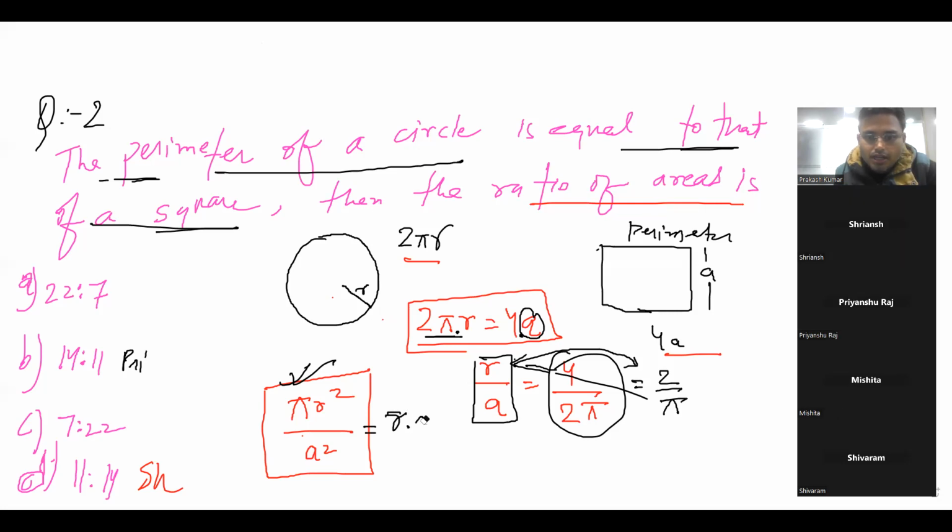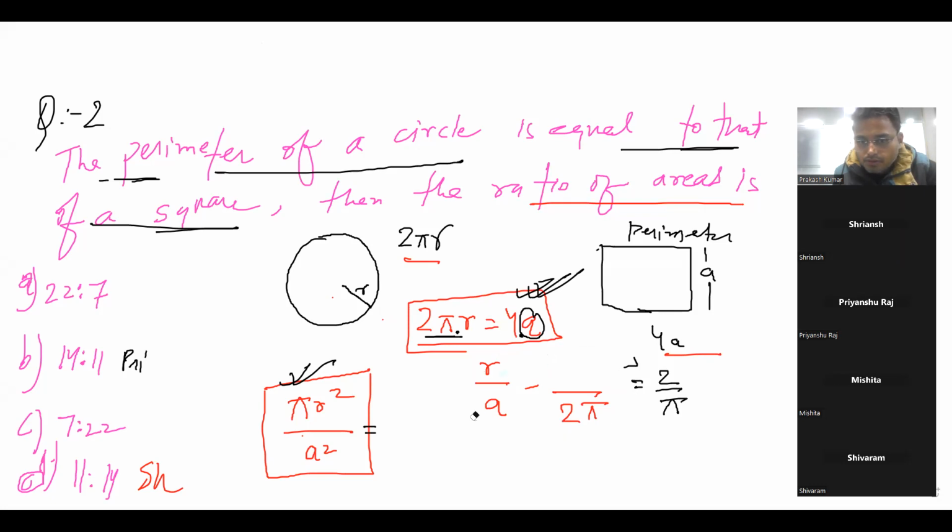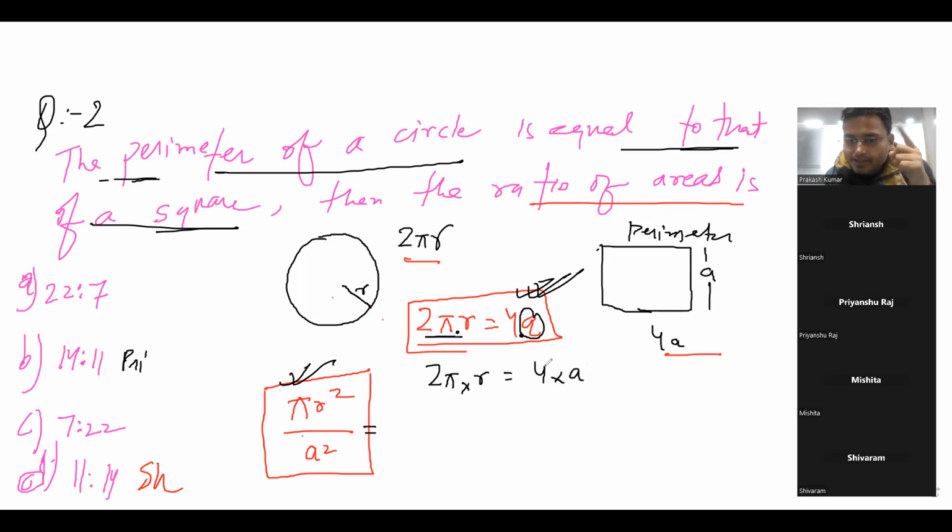Tell me, Mishita. Please explain how can we write r by a as 2 by pi? Okay. This step you are understanding? So a equals 16 upon 4. 2 pi into r equal to 4 into a. If I send this a to this side, it is multiply, so this side it will become divide.